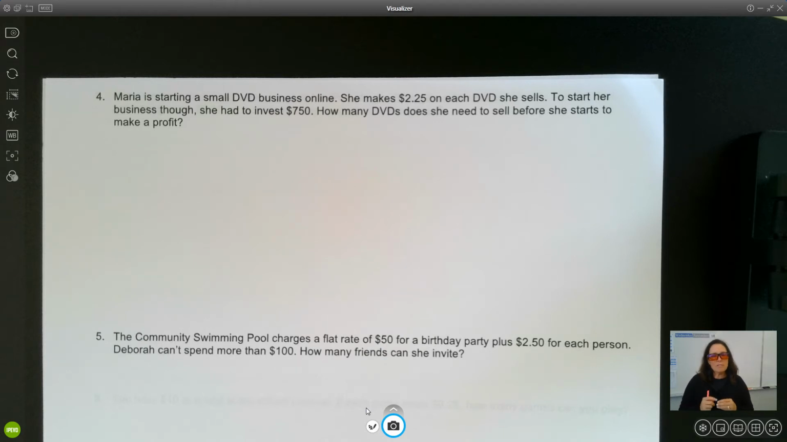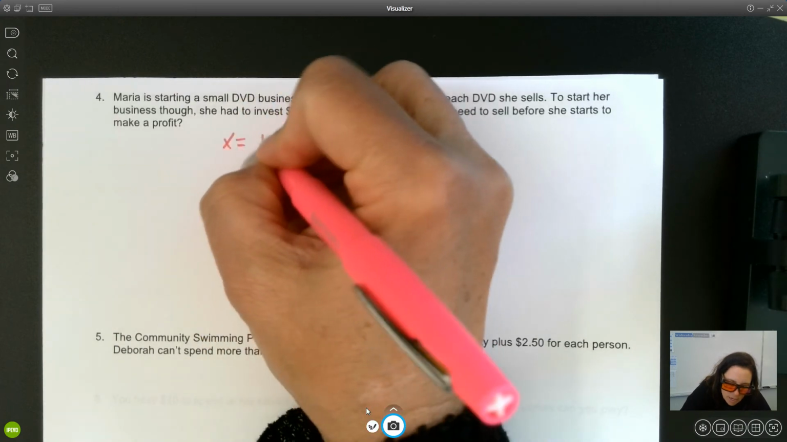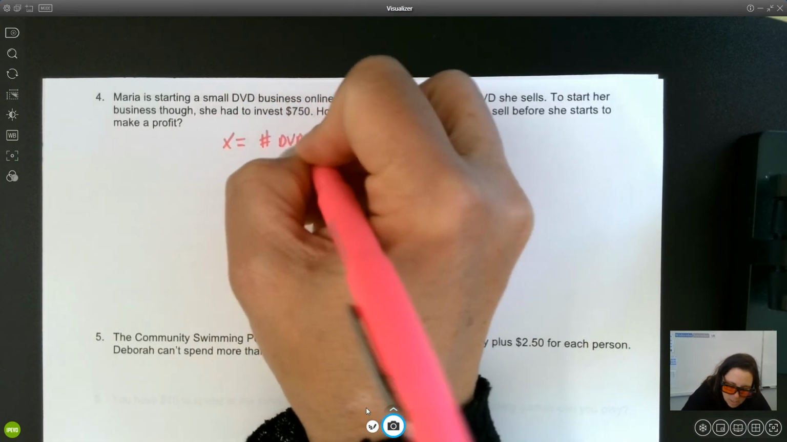Okay, making a profit means that she has more than that 750. She needs to make back that 750 to recoup what she went out to start, and then she starts making a profit. Okay, so at 751 bucks, she's starting to make a profit. Okay, that's what that means. All right, so we are trying to find the number of DVDs she needs to sell.